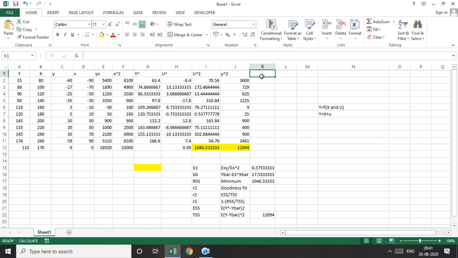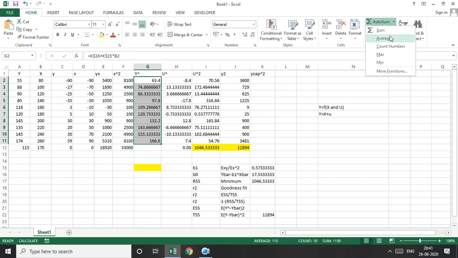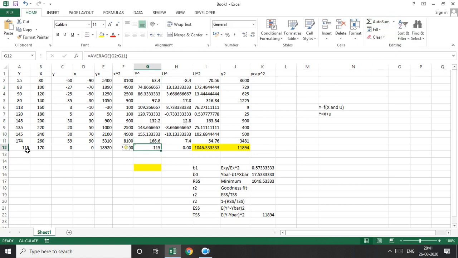Yes, this is y square. Now y cap square, small y cap square. Not capital Y cap square, small y cap square. So this is our y cap. Before that, let me tell you one more thing. If you find out the average of the y cap, that will be equal to this. Y bar and y cap bar will always be one and the same.